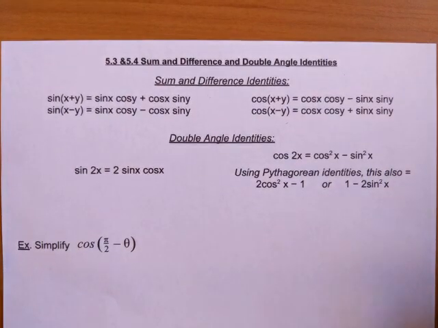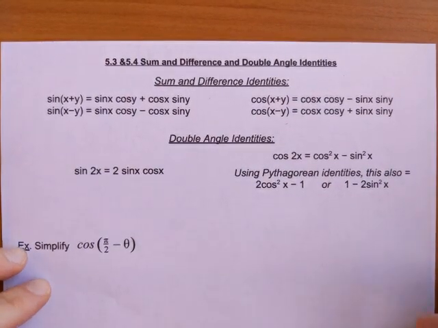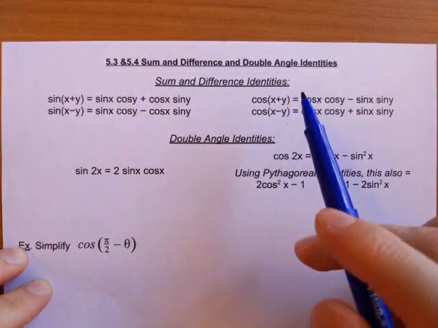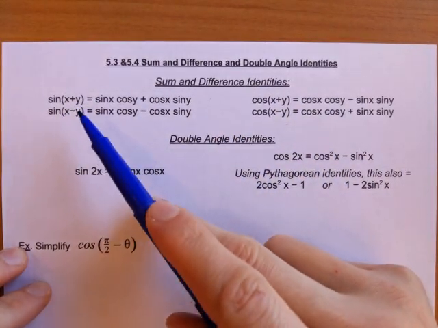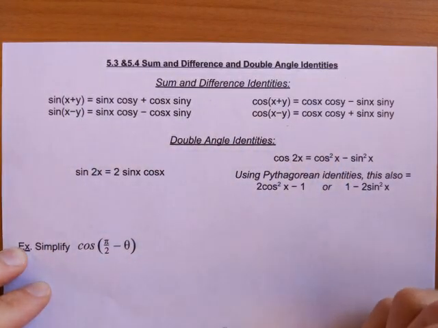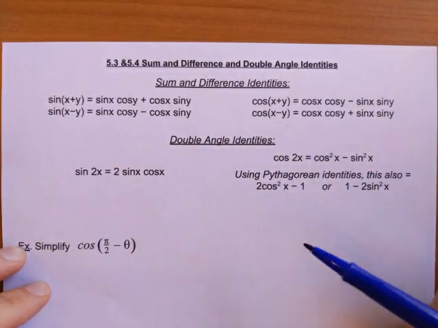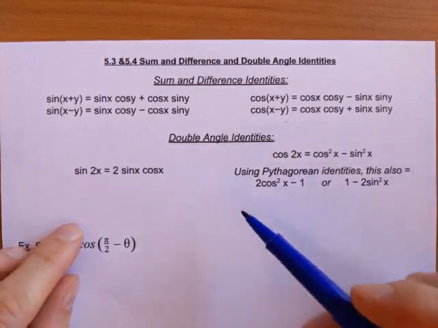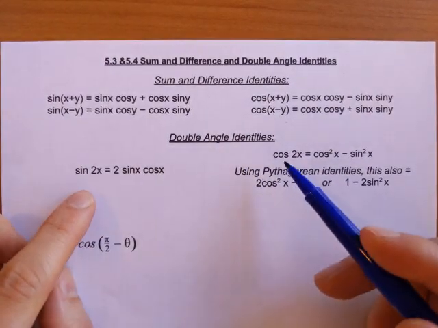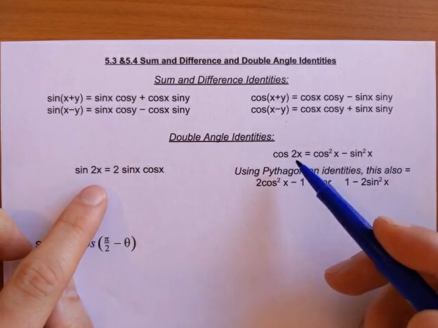So today we have a few more identities to add to our toolbox here. We've got the sum and difference identities, where we have two different angles added or subtracted inside sine or cosine. These exist for tangent as well, but the sine and cosine ones are really all you need to know. And then we've got double angle identities, where you've got sine or cosine of 2x.